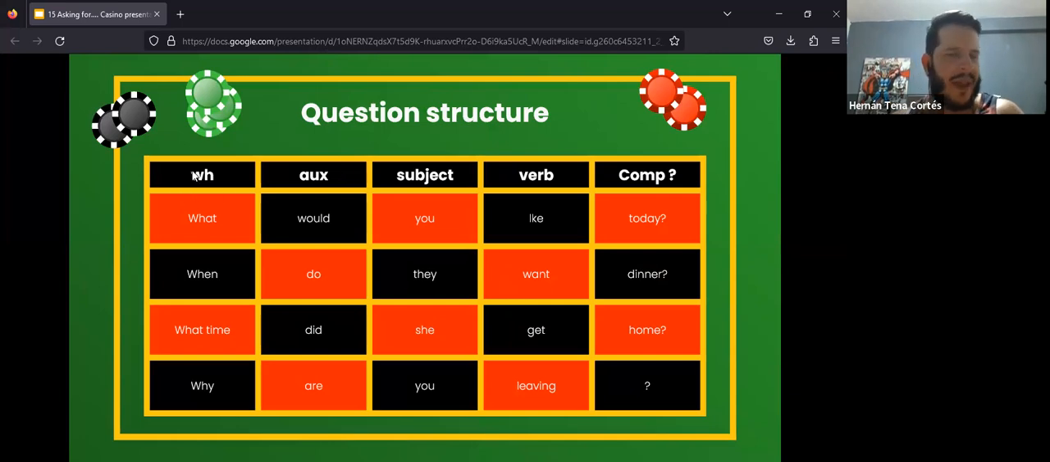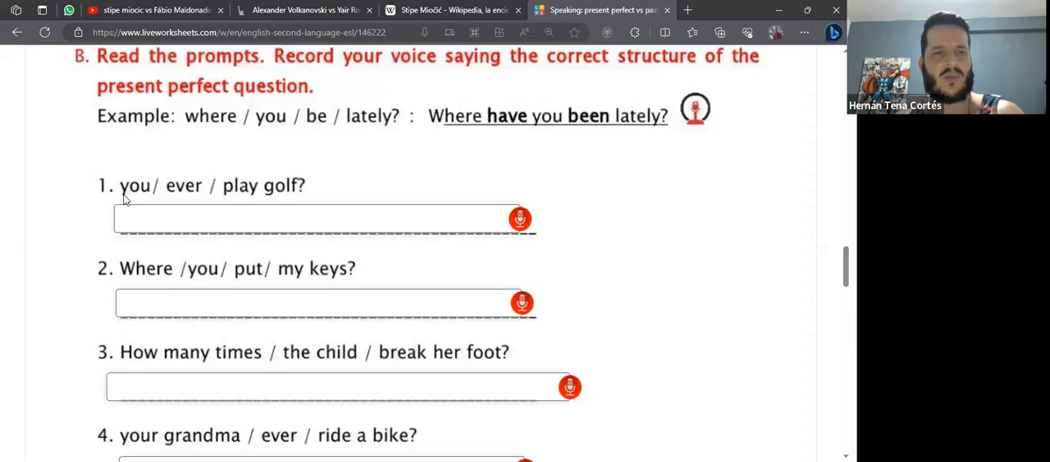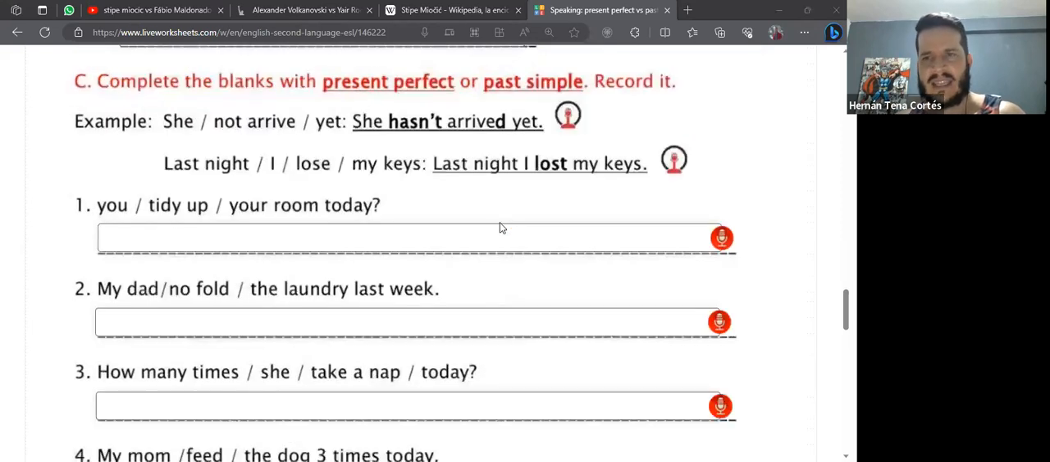Remember, we make questions with the WH word first. Who, what, when, where, how, etc. Then we use the auxiliary. ¿Qué es el auxiliar? Did, do, does, would, the verb to be. All of that is the auxiliary. Then we use the subject. I, you, we, they, he, she, it. Then we use the verb, the action word, and then we use the complement. So I want you to remember that when you do this activity over here. Here, we don't have a WH word, so the question would be, have you ever played golf? And in this section over here, you are going to use the present perfect or the past.